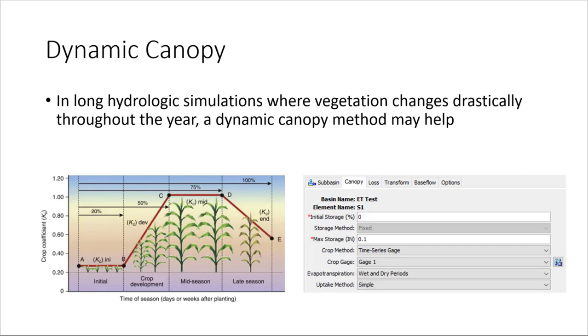For long-term continuous hydrologic modeling, HMS is capable of simulating a dynamic canopy, which varies the crop coefficient throughout the simulation using a time series gauge or a grid set that you provide. I would only suggest using this approach in situations when modeling soil moisture deficits throughout the year can't be captured with a single crop coefficient.